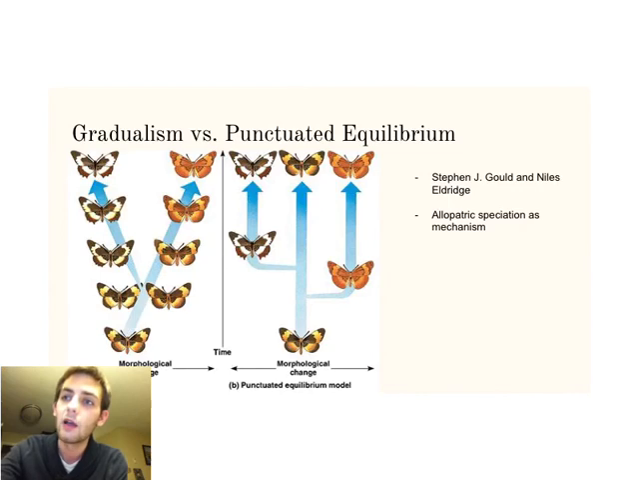So these two guys, Stephen Gould and Niles Eldredge, developed this theory of punctuated equilibrium. It's pretty much the opposite of gradualism. What they said was that these changes that occur are not slow, they're actually very rapid, and they occur multiple times throughout evolutionary time. And they suggested that this occurs due to the mechanism of allopatric speciation, so using a geographic barrier that suddenly separates this original population and allows for divergent evolution to occur.